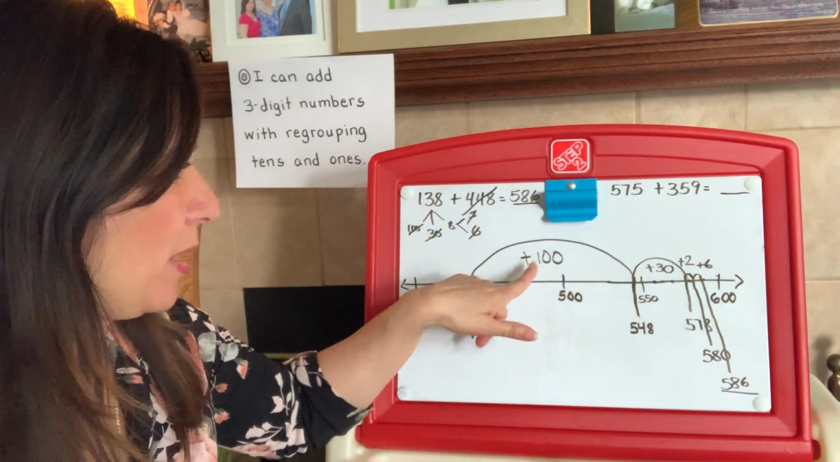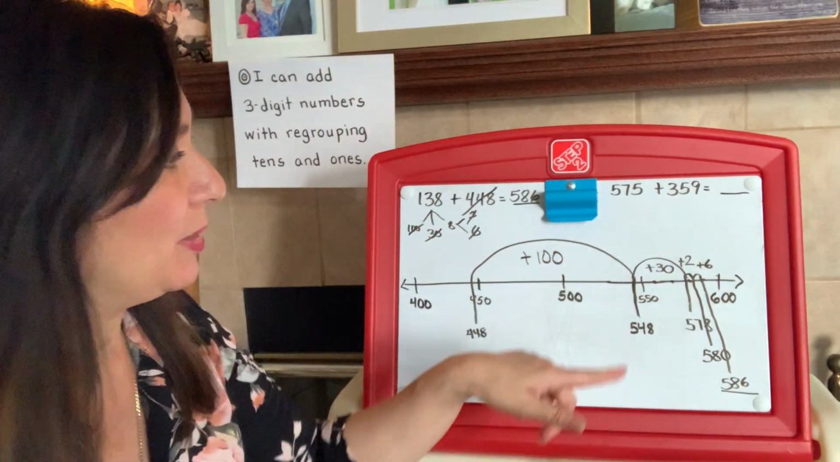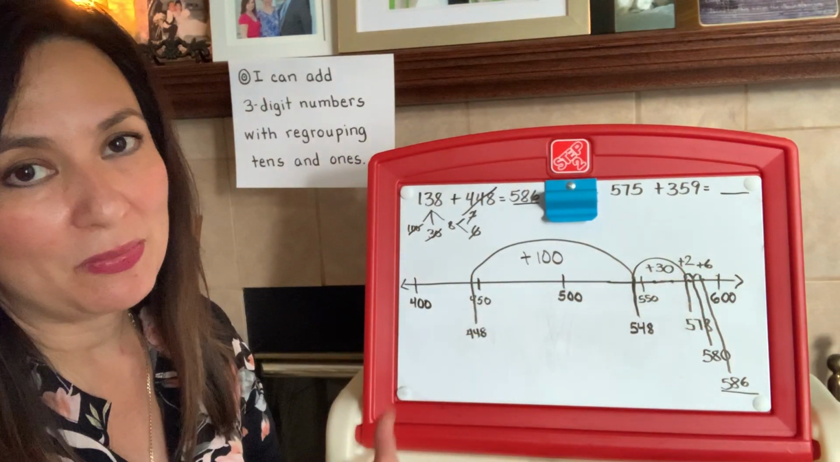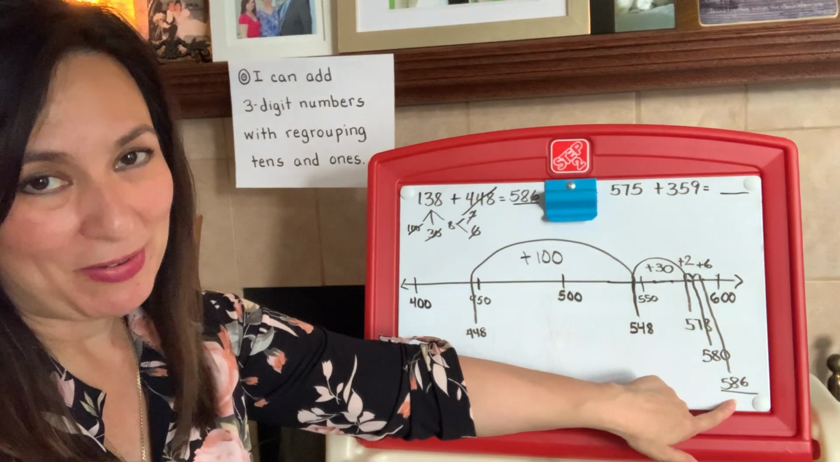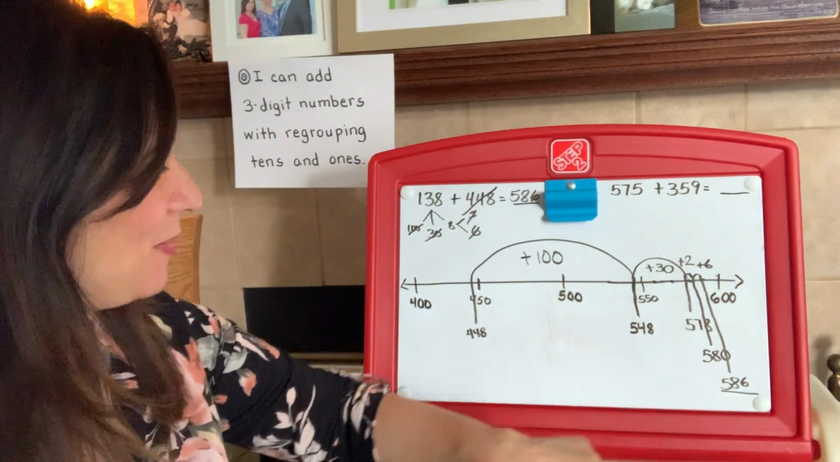Well, let's check. 100 plus 30 is 130. 2 plus 6 is 8. 130 plus 8 is 138. We got the sum of 586. I think our work is correct.